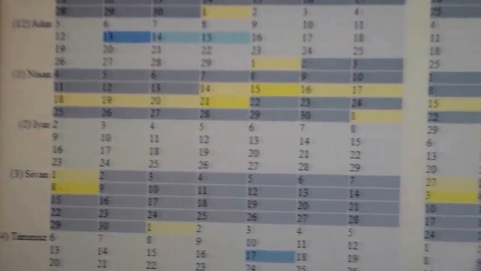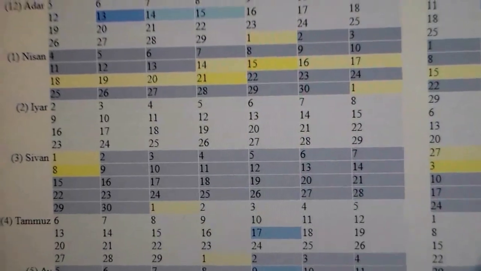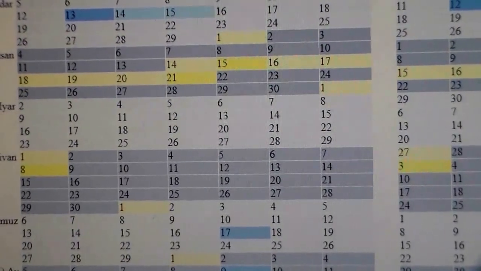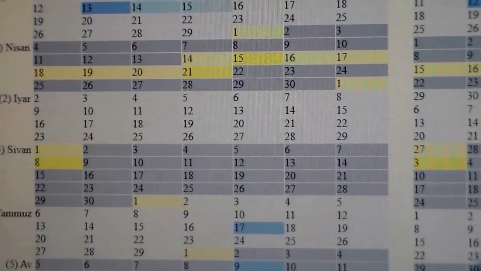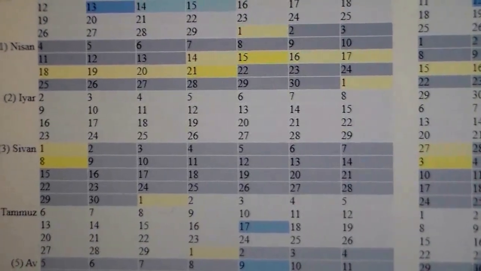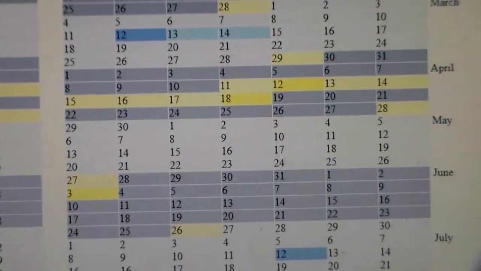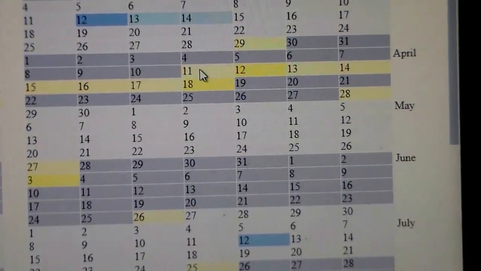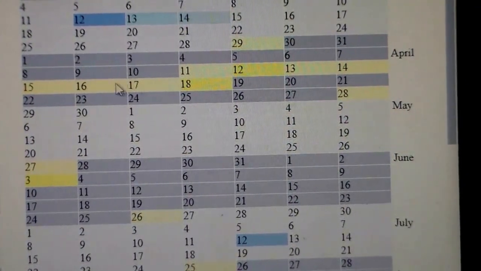The 14th day of Nisan, there we have it. It fell on a Wednesday, and correspondingly that day fell from the 14th to the 21st of Nisan, right? Or the 22nd day of Ethanim, right? Okay, correspondingly that day fell on April the 11th through the 18th.